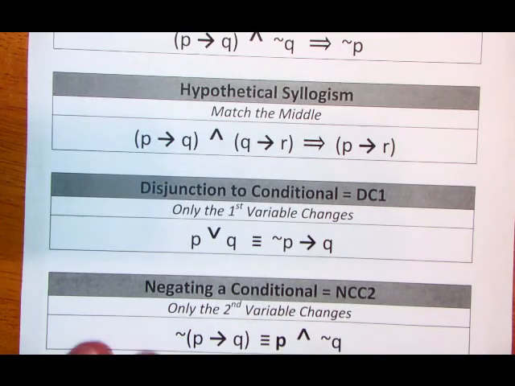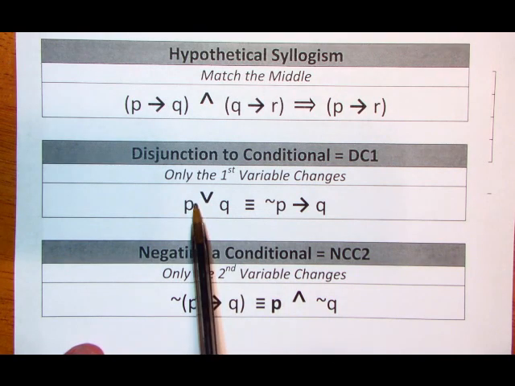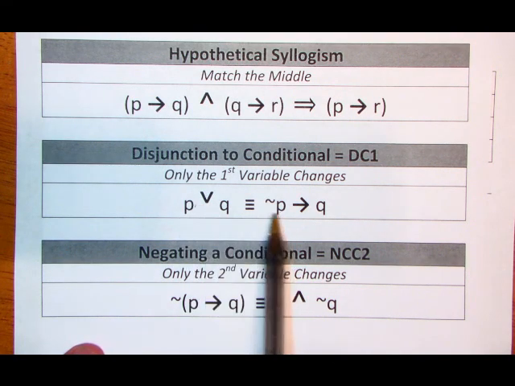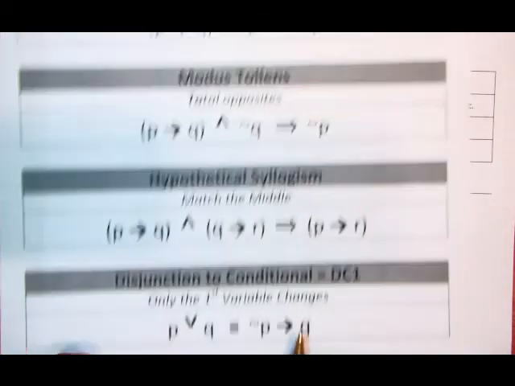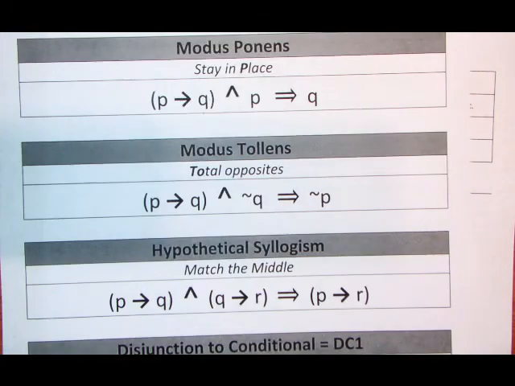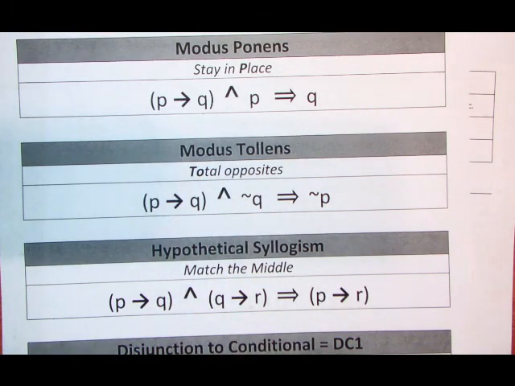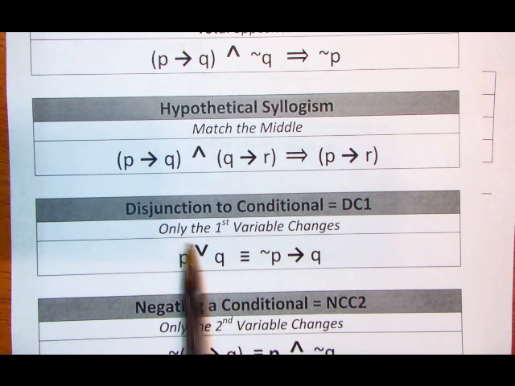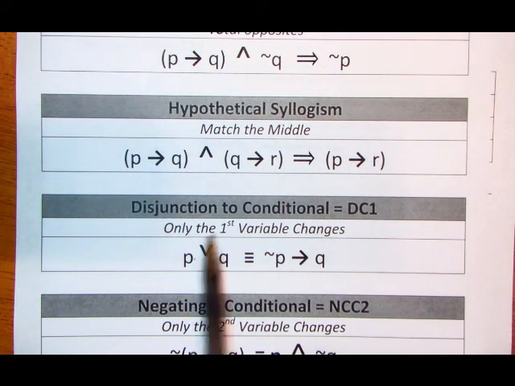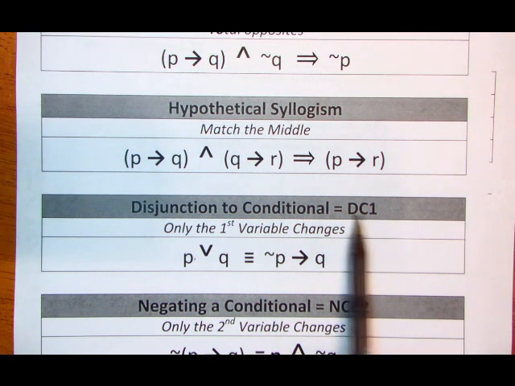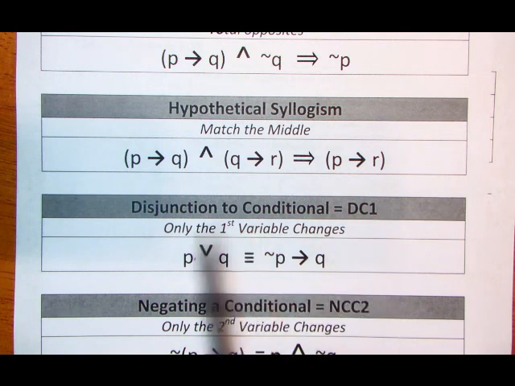Now, anytime your premises are in the form of a disjunction, you're going to want to change it to a conditional, because as you can see, for us to apply most of these rules, they all require conditional statements. None really use a disjunction. So whenever you see a disjunction in your premise, know that you're going to have to use this rule, disjunction conditional, what I call CD1 or DC1, in which only the first variable changes, and you're going to want to change it to a conditional. So P or Q is logically equivalent to not P, or if not P, then Q.